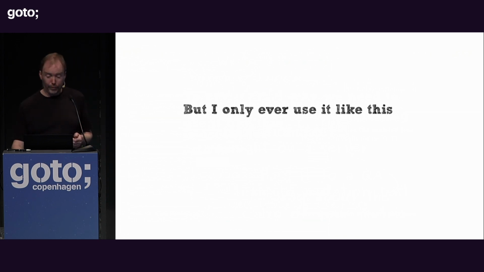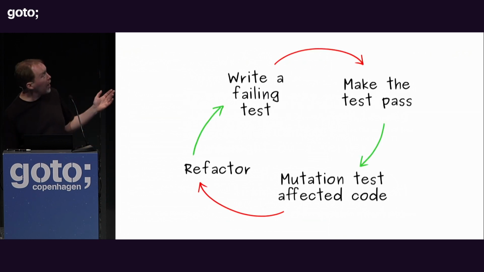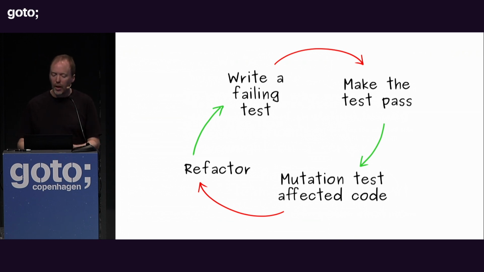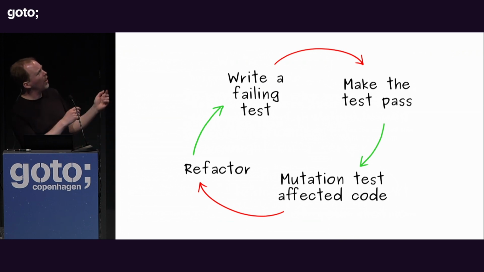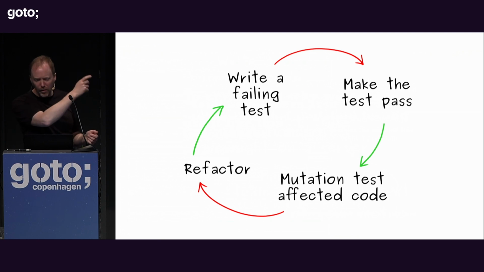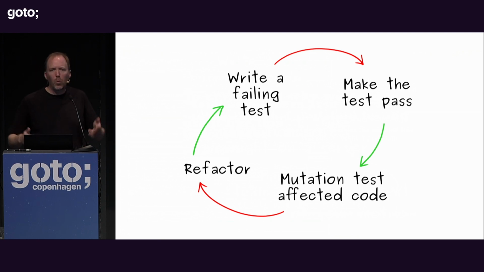I only use it like this. I write a failing test, make it pass, mutation test, refactor. Actually, honestly, it's not quite like that. Usually it's a few tests and things, and then a mutation test, I don't know, every 20 failing tests or so.